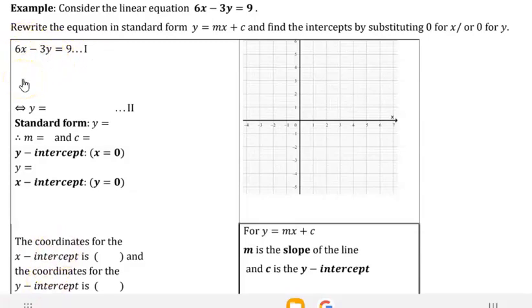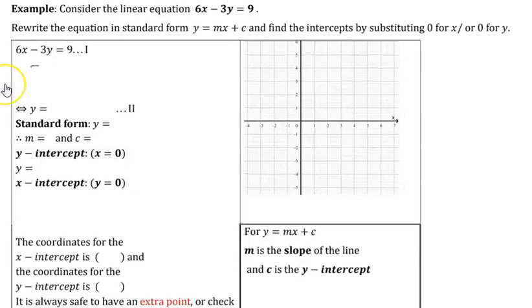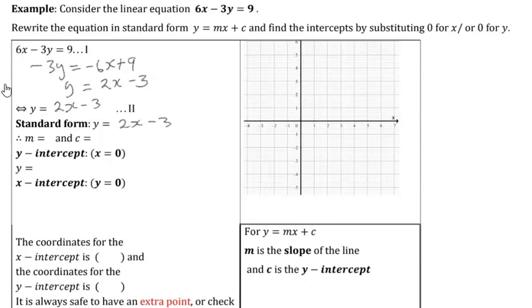So we can just keep the minus 3y on the left hand side, and take the 6x to the other side, and then divide by minus 3, then we get the equation y equal to 2x minus 3. We can label this equation number 2, and the standard form is y equal to 2x minus 3. In this case, we can read off the m value and we can read off the c value.